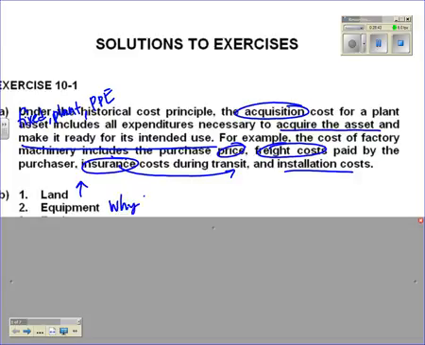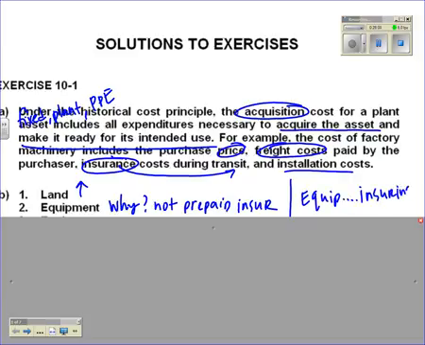Why is it not prepaid insurance? What are we insuring here on this equipment? The transit. We're insuring the transit. It's equipment because we are insuring the transit of it. Do you think you need insurance to transport something? Yeah. Accidents happen. And your asset will be strewn in pieces along the interstate if you haven't had it insured. And there you will get to see the pieces.